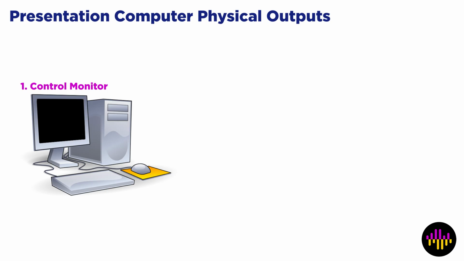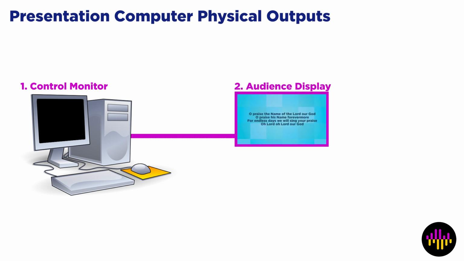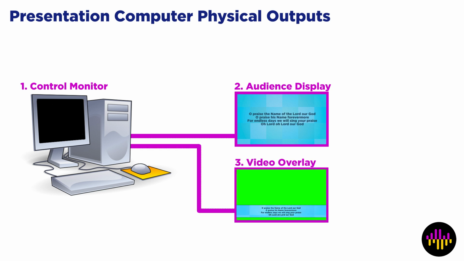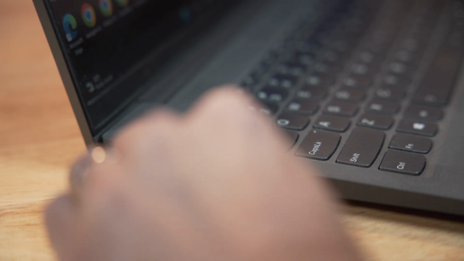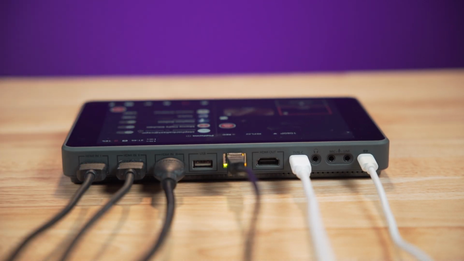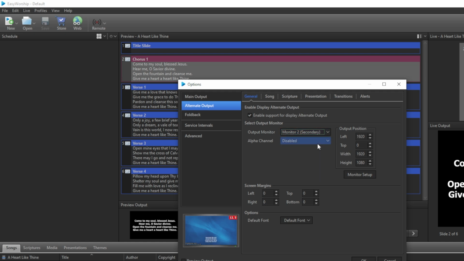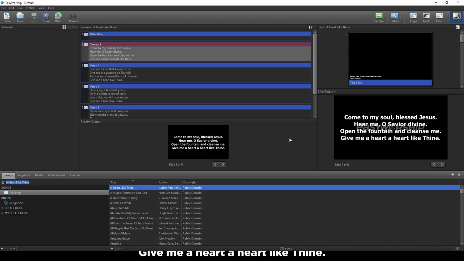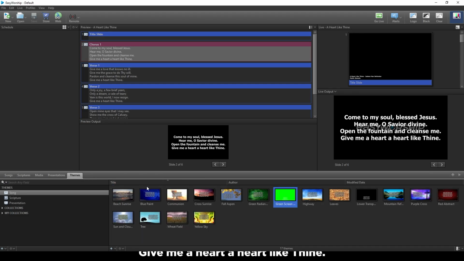So you'll need a graphics card in your computer that can support multiple display outputs. One for your control monitor, one for your main projection output, and one for your alternate output. I'm going to connect an HDMI cable from my graphics card to an input of my YoloBox Pro. I'll use HDMI 3. And then select that physical output for the alternate output in this dropdown. Next, I've already created a theme with a green background and the lyrics formatted at the bottom for the lower thirds. And if I right-click on that, I can select it as the default theme for my alternate output.